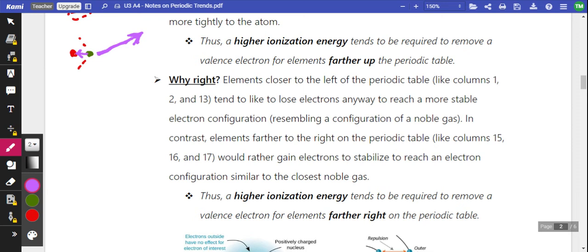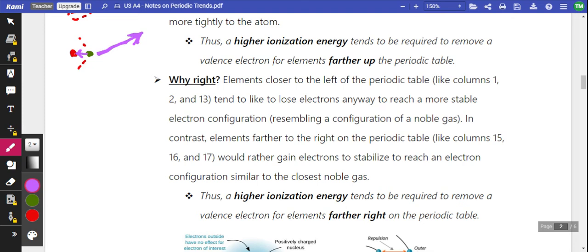On the other hand, on the right side of the periodic table, we have things trying to gain electrons. Things with 6 or 7 valence electrons that are so close to having 8, that kind of magic number, that octet. So trying to give energy to remove those electrons is going to be tough. It's like, man, I just want 1 or 2 more electrons, and now you're trying to take them away from me. That's the wrong way. I need more electrons, not less.